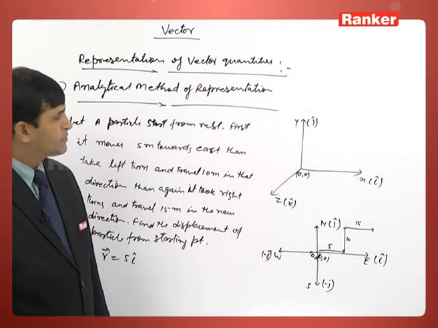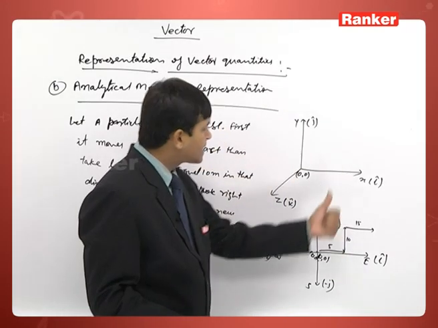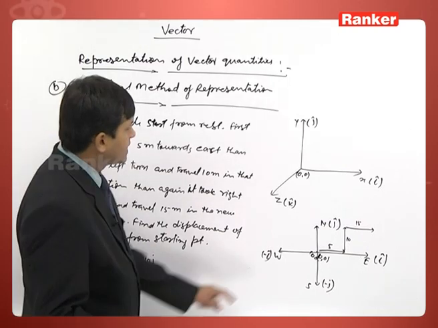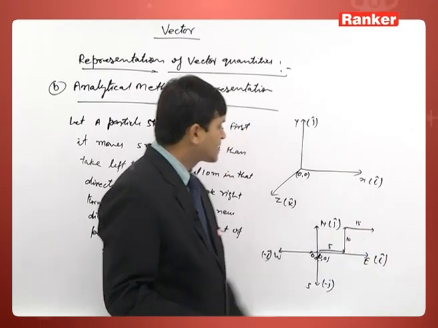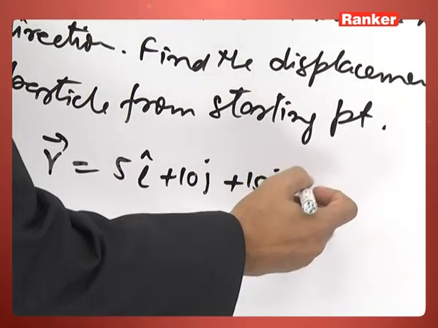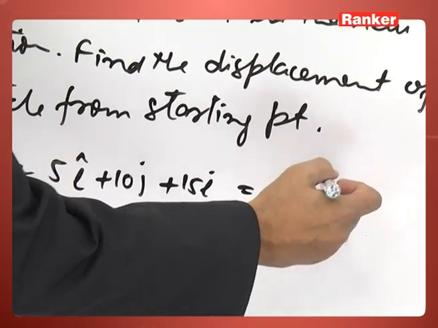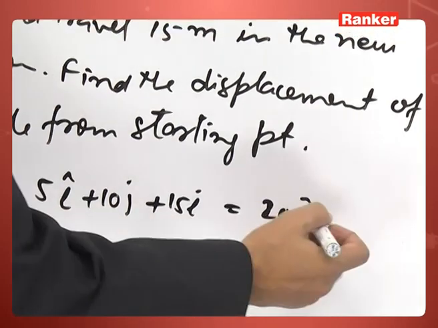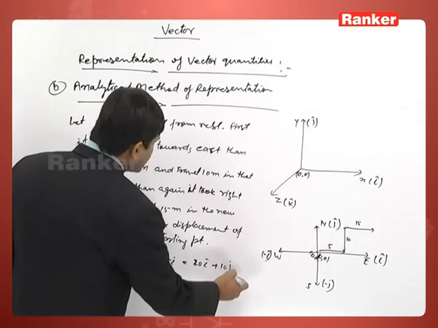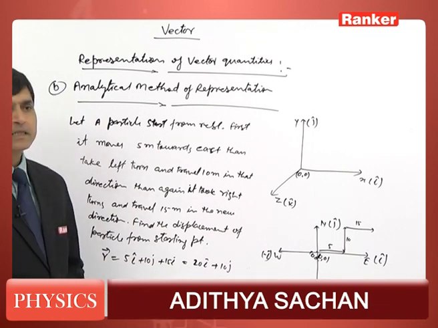So we can define the total. 5i in that direction, then 10 along j. So 5i plus 10j. Then again it travels 15 in this direction, and this 15 is again i cap. So finally we can say 15 plus 5, that is 20 meter in the east direction, so 20i cap, and 10 meter in the j, meaning north, direction, so 10j. This is the actual displacement of the particle from the starting point.